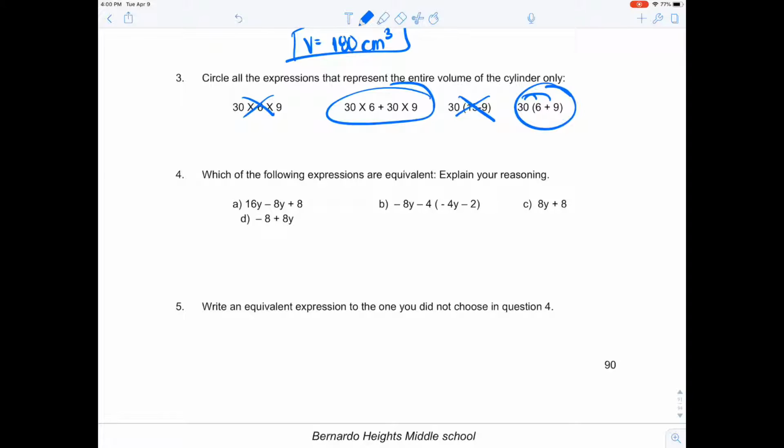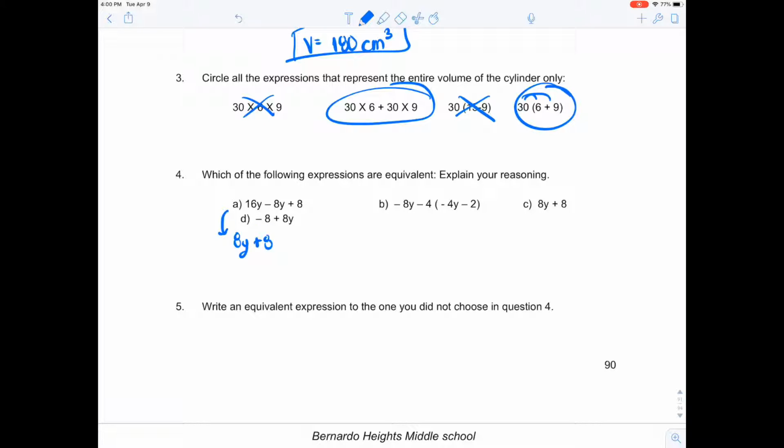All right, which of the following expressions are equivalent? Explain your reasoning. With a problem like this, I'm just going to say that showing your work is enough explanation. So let's do some work here. For question A, I can simplify this. 16y minus 8y is 8y, plus 8, and we can't do anything further. So that's the furthest that we can simplify.